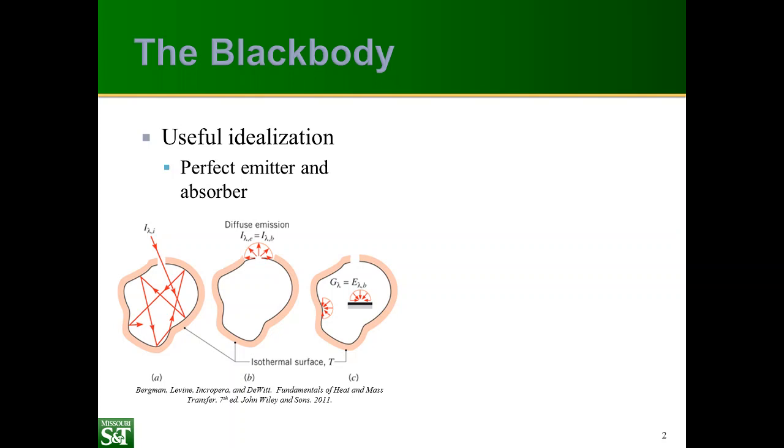So the emissivity is always 1, regardless of angle, regardless of wavelength or anything like that. The other feature is that intensity is independent of direction. So it's what we call a diffuse emitter. It emits radiation equally in all directions. Now, it's the standard against which other surfaces are measured, but the reality is no surface is an actual black body.